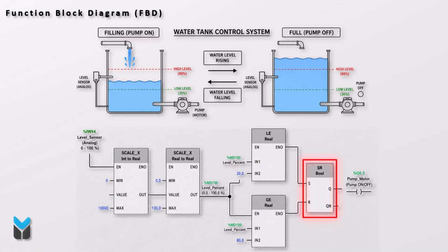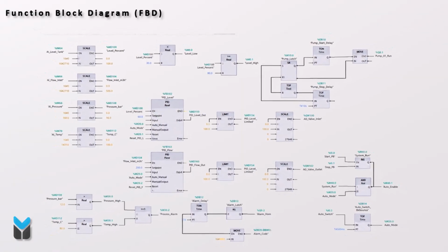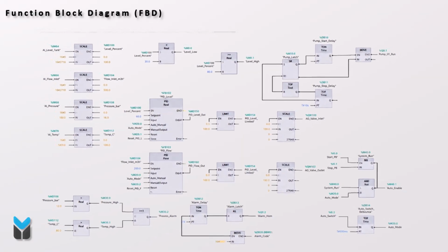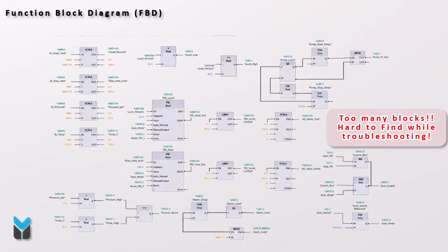An SR latch is used in the logic to hold the pump state, preventing frequent on-off switching. So the system works automatically: low level to pump on, high level to pump off. FBD matches this system because it is visual, continuous, and control-oriented, exactly how a water tank process behaves. The main practical limitation of FBD is that in very large systems, the number of blocks increases significantly, making it difficult to find a specific block and harder for maintenance.